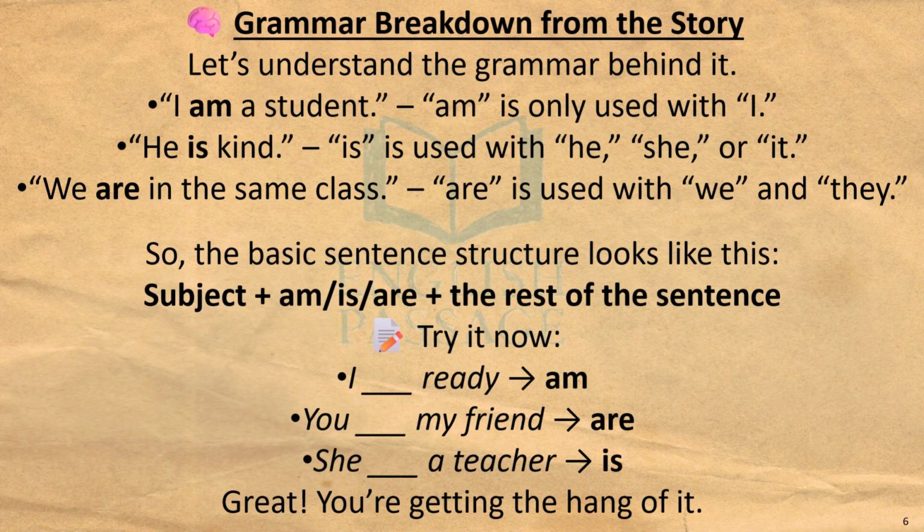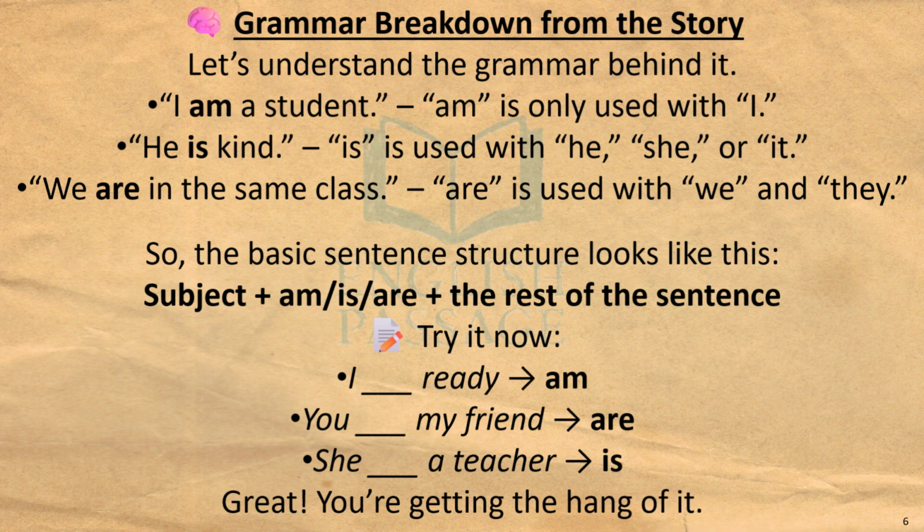Grammar breakdown from the story. Let's understand the grammar behind it. I am a student. Am is only used with I. He is kind. Is is used with he, she, or it. We are in the same class. Are is used with we and they.